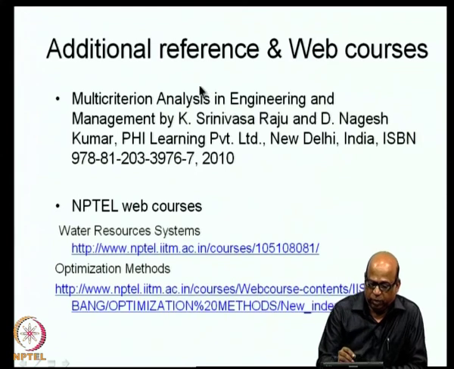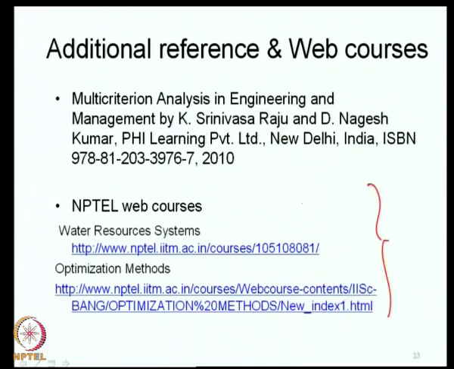Also, we have some web courses already available on the NPTEL websites. So, you can refer to these web courses. Both are by Professor Nagesh Kumar of IISc. One is on water resource systems and another is on optimization methods. Both will be of use. In addition, there is a good book on multi-criteria analysis by K. Srinivasa Raju and D. Nagesh Kumar. This also gives you a good idea and exposure to several techniques of multi-objective optimization. So, that completes the course portion set out for this course.